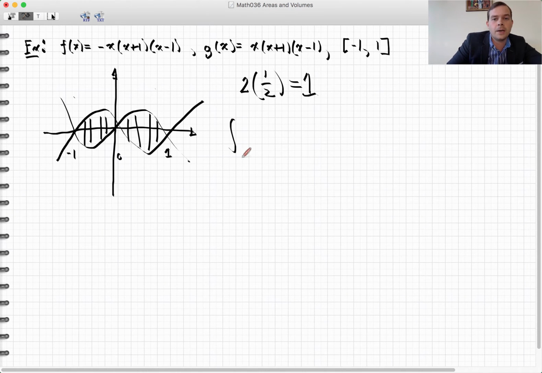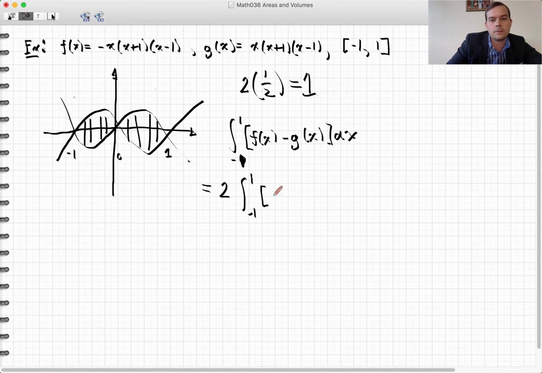However, what happens if we naively attempt to integrate from -1 to 1, f of x minus g of x dx? Well, again, we have that simplification that we noted before, -1 to 1 of minus x cubed plus x dx. And so now we're going to have 2, and the antiderivative is still -1/4 x to the 4th plus 1/2 x squared. Evaluate from -1 to 1.